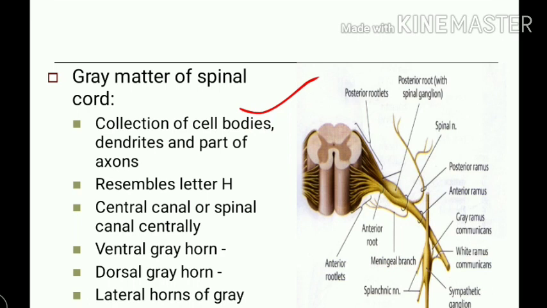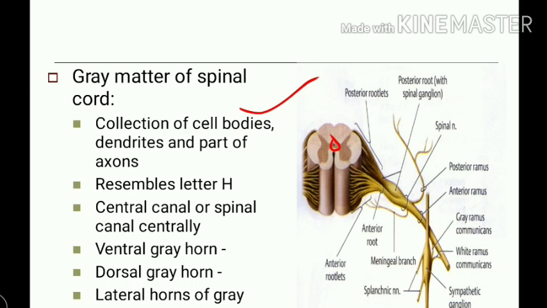In the spinal cord, this is the grey matter. You can see here the dark colored area. The shape of the grey matter is like the letter H in English. In the center there is a small canal, known as the central canal or spinal canal, through which cerebrospinal fluid flows.